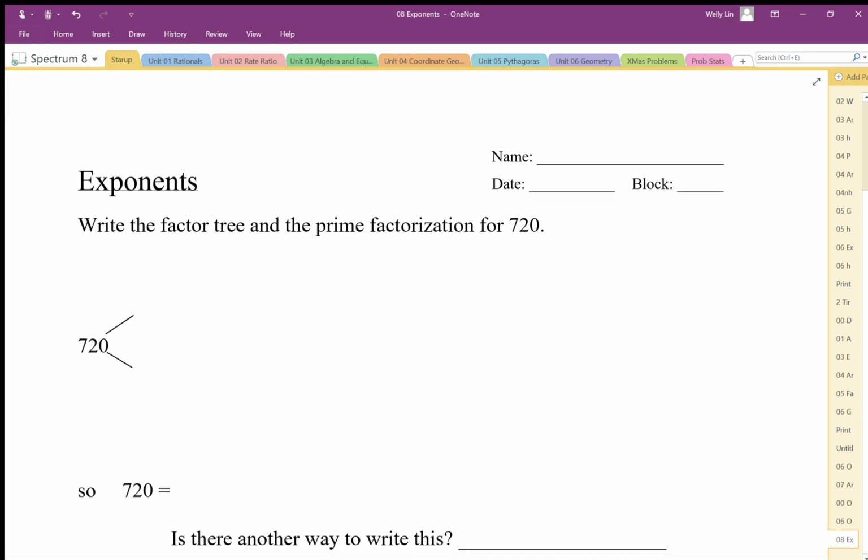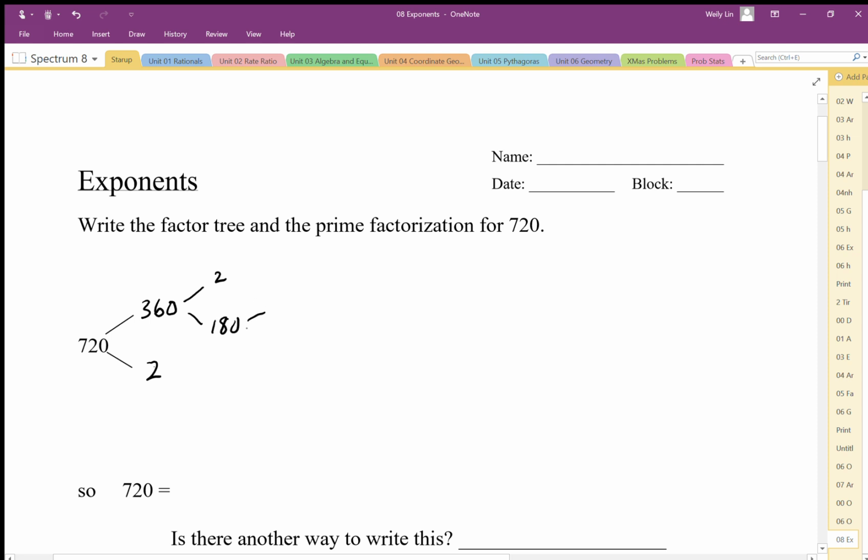So what does the number 720 look like when we prime factorize it? Okay, so let's break this down into its prime factors. So we're going to end up with 2 times 360. And again, you could break it up any way you want. You could divide by 4 if you like, but I'm just going to divide by the smallest factor that I can see there, 2 and 180.